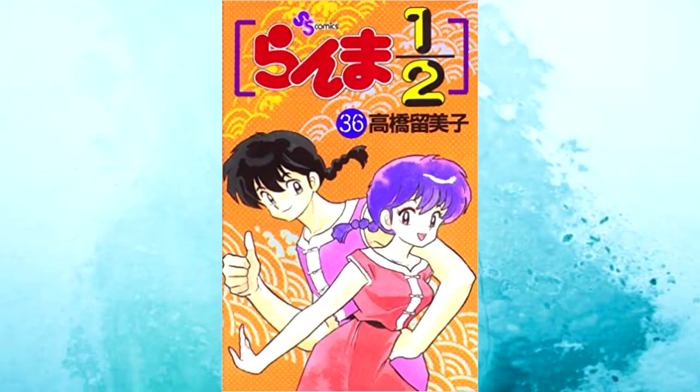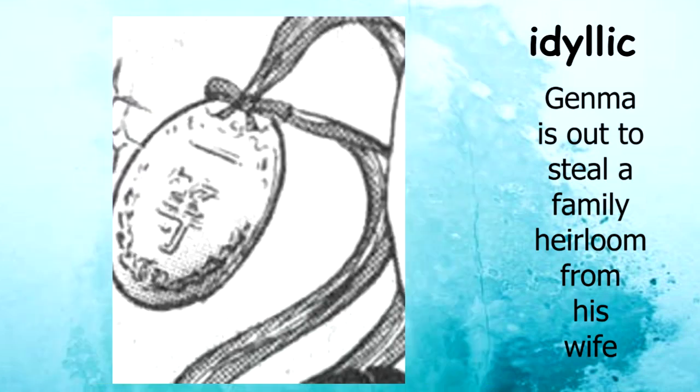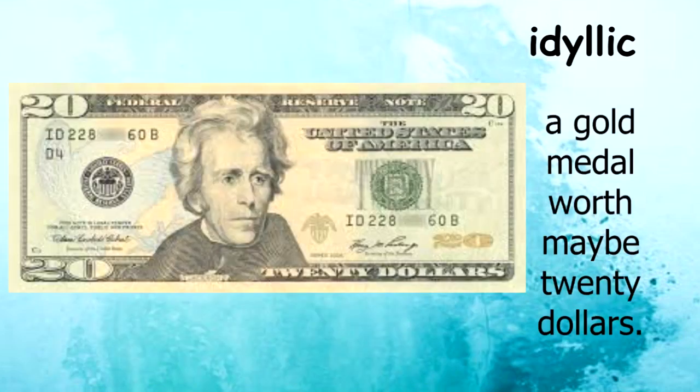Let's jump to book 36. Genma is out to steal a family heirloom from his wife, a gold medal worth maybe $20.